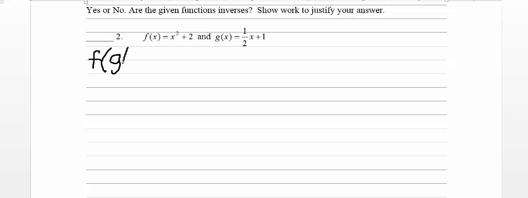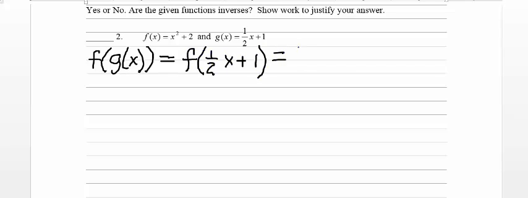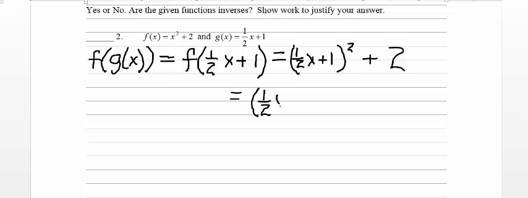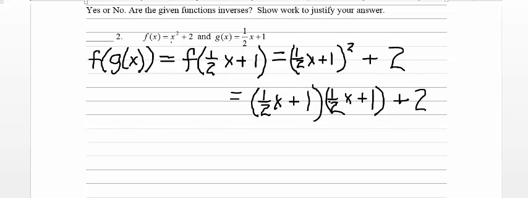Let's look at f of x equal x squared plus 2 and g of x equal 1/2 x plus 1. And let's see if these are inverses. So let's start by putting g of x into f of x. So I'm taking f of 1/2 x plus 1. That means I'm going to square my input and add 2. So I'm squaring 1/2 x plus 1. That means I'm multiplying 1/2 x plus 1 times itself and then adding 2.